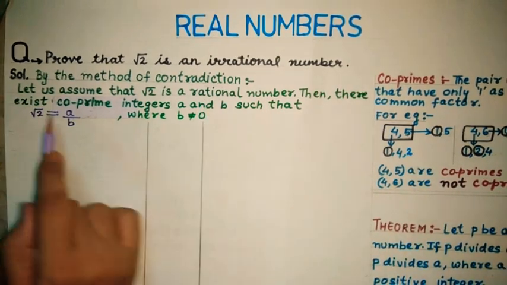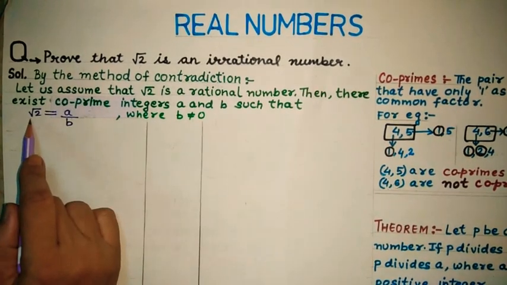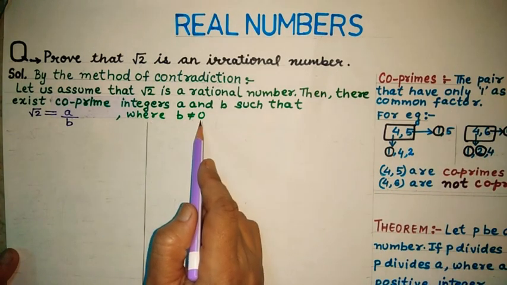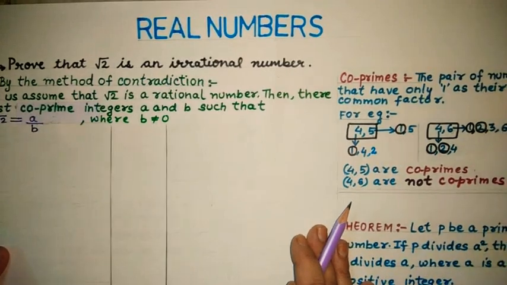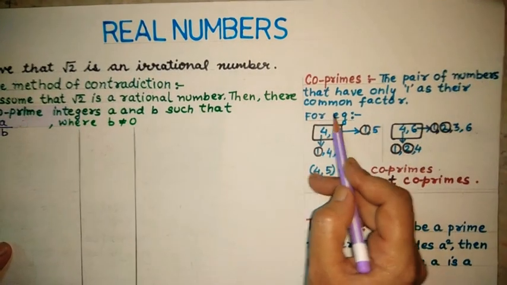irrational. Then there exist co-prime integers a and b such that root 2 is equal to a upon b, where b is not equal to 0. Now let us recall what are co-prime numbers. The pair of numbers that have only 1 as their common factor.